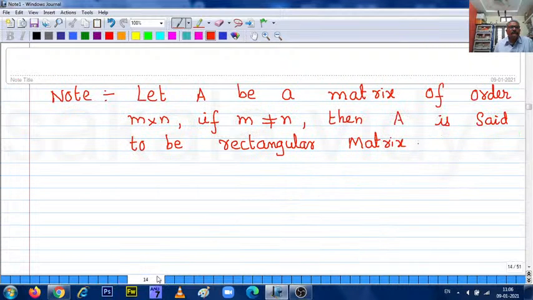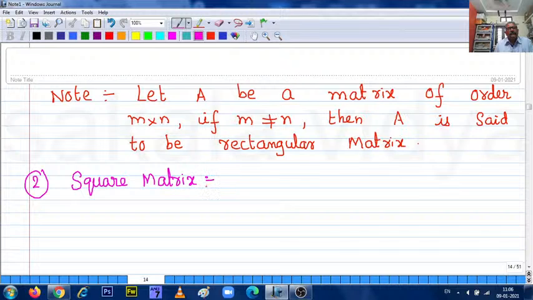Second one. Square matrix. Now easily you can define a square matrix. Are you able to define the square matrix? What do you mean by square matrix? What do you mean by the square matrix? It's very good, Santoshini. Very good.